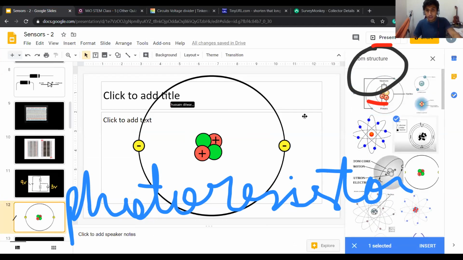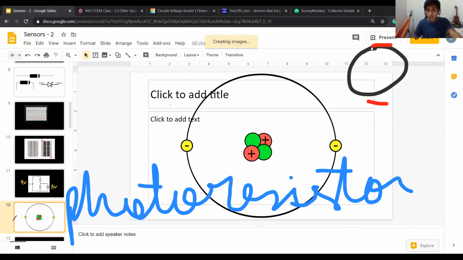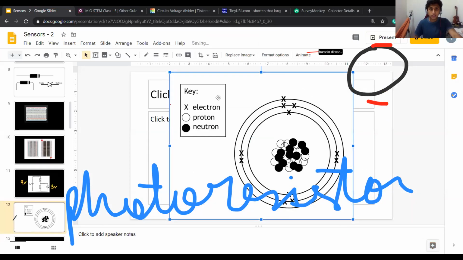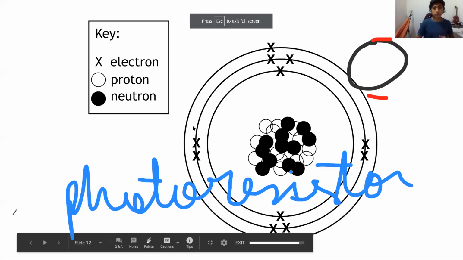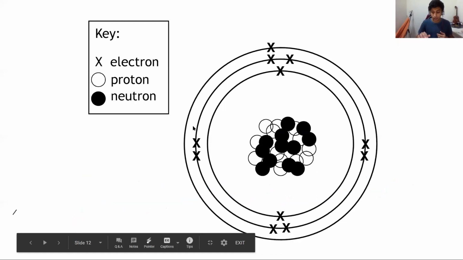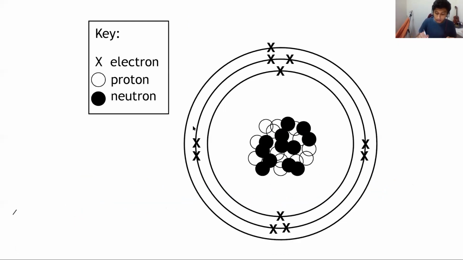Okay, you know what? Let's get this. I can at least explain something with that. Okay, let's look at this. I'll explain this to y'all again. So again, same thing. We have our protons and neutrons in the center, and we have our electrons on the outside.